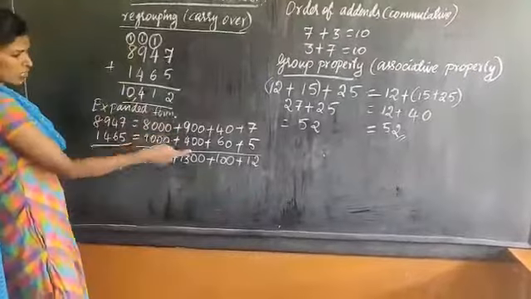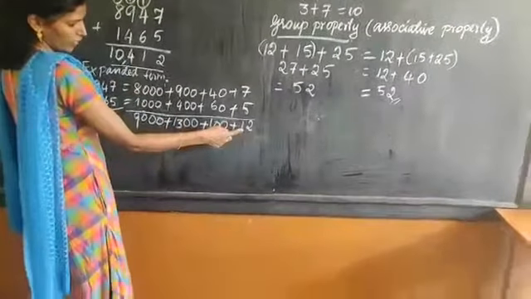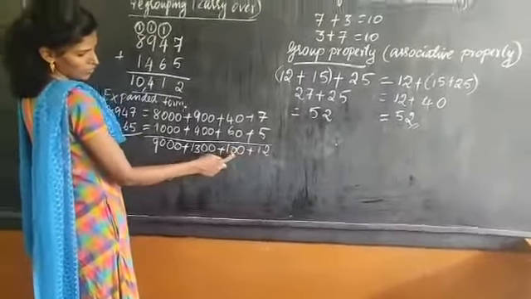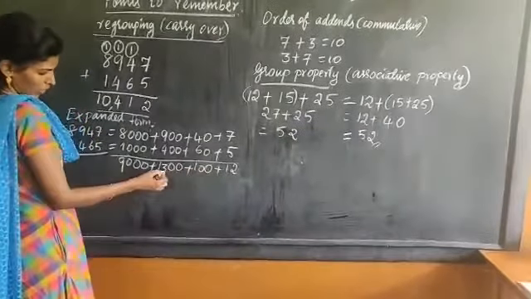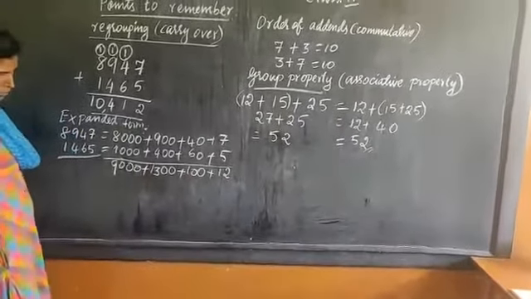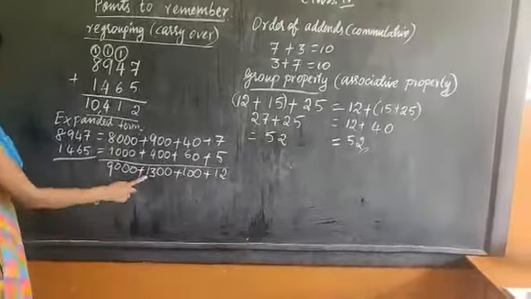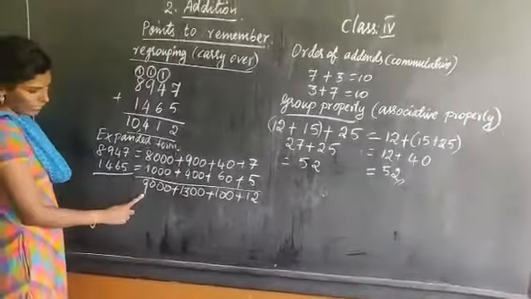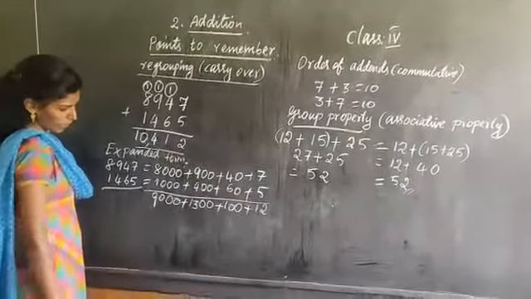Since carry over is there, all this you have to carry here. This 1 will come here, again this 1 will come here. That way this will change. So this 1 if it comes here, this is 9000, so this will become 10,000.